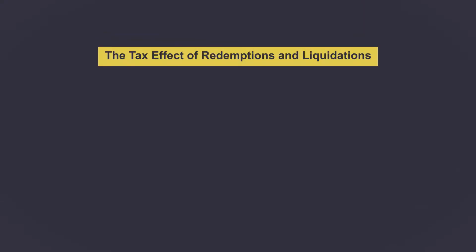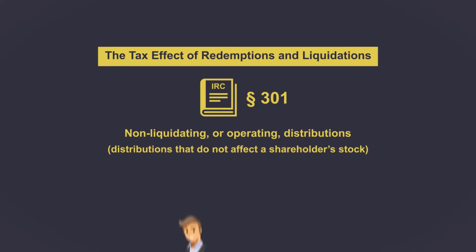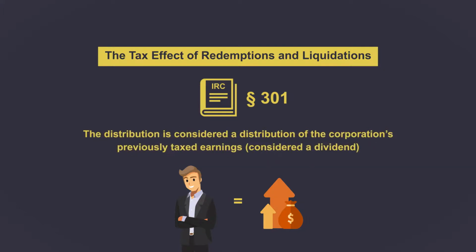The tax effect of redemptions and liquidations. The ordering rules of Section 301 apply to non-liquidating or operating distributions. That is, we're talking about distributions that do not necessarily affect the shareholder's stock. After such a distribution, the shareholder's stake in the corporation is unchanged. Thus, the distribution is considered a distribution of the corporation's earnings, or a dividend.